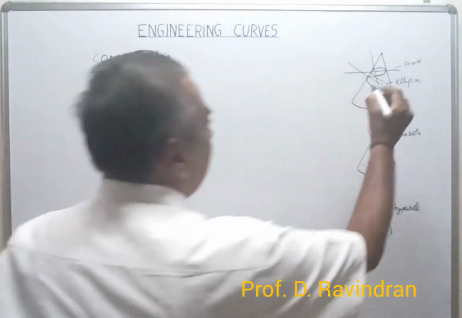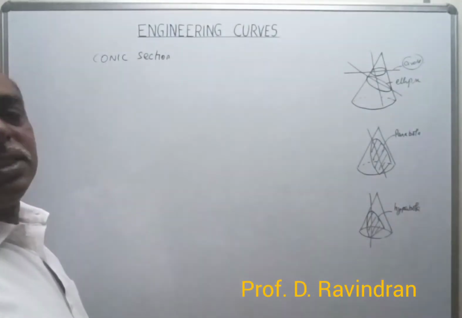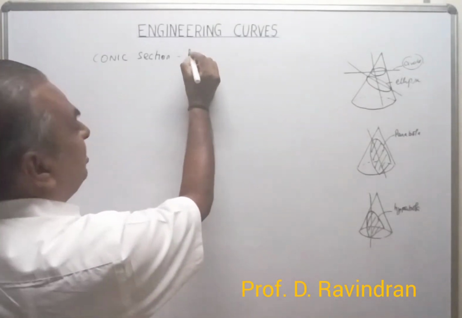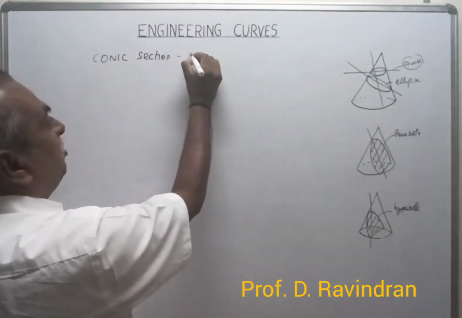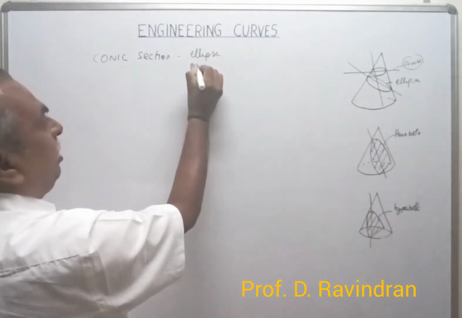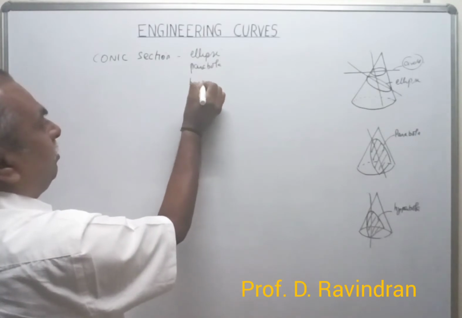Now, construction of a circle is very easy. Now, we are going to see how the ellipse, parabola and hyperbola can be constructed graphically. That means ellipse, parabola, hyperbola.